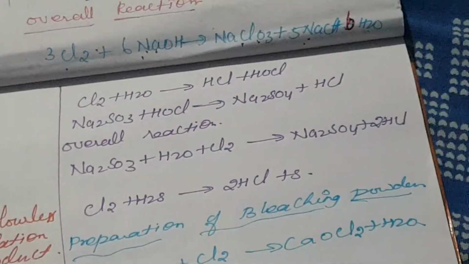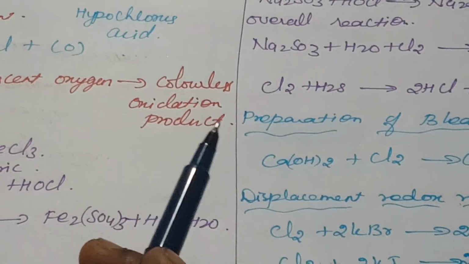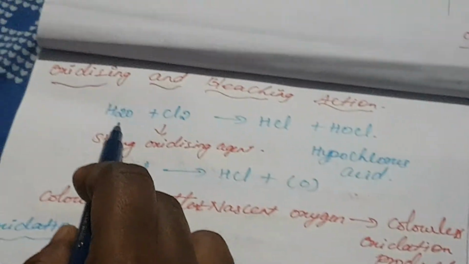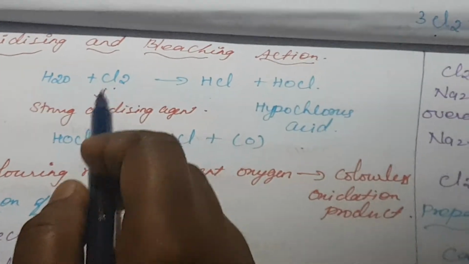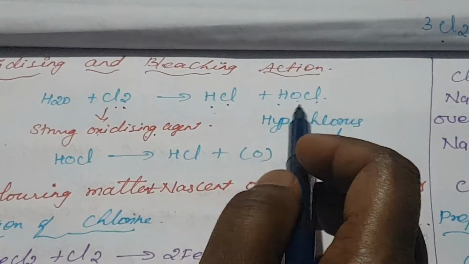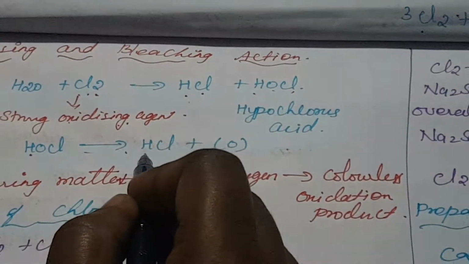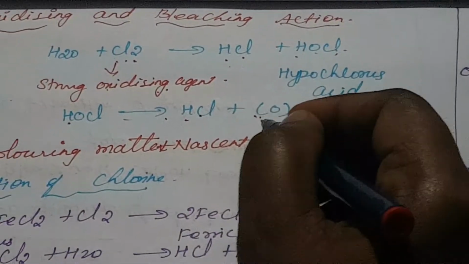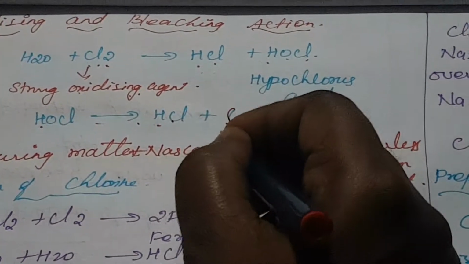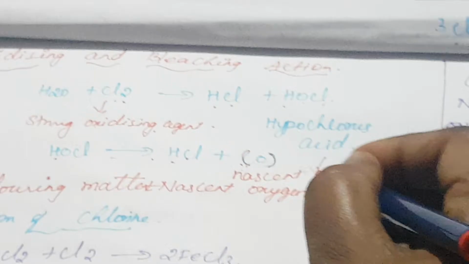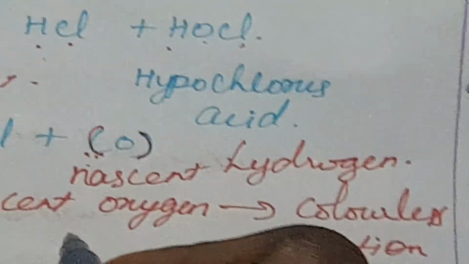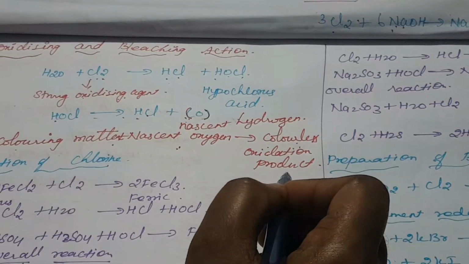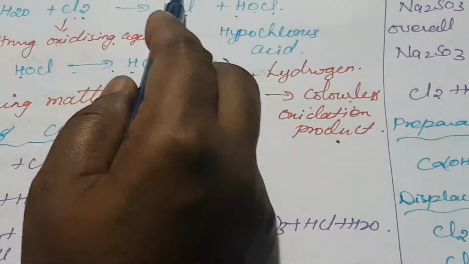Another one is oxidizing and bleaching action. What are the oxidizing and bleaching actions? Chlorine acts as a strong oxidizing agent. When water reacts with chlorine, it forms hydrochloric acid and hypochlorous acid. Hypochlorous acid dissociates into hydrochloric acid and nascent hydrogen. What does this bracket represent? It is called nascent hydrogen, atomic hydrogen. The coloring matter reacts with nascent hydrogen to form a colorless oxidation product. So that is oxidizing and bleaching action.